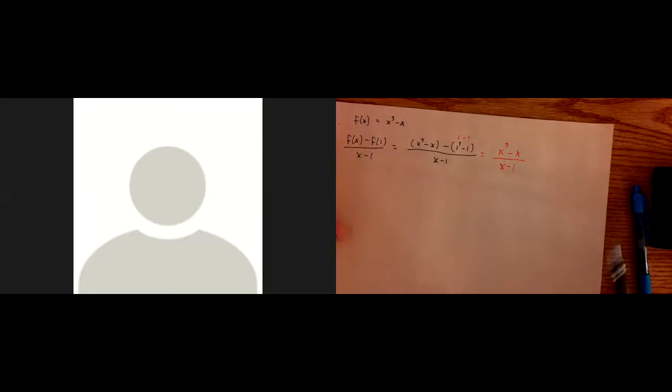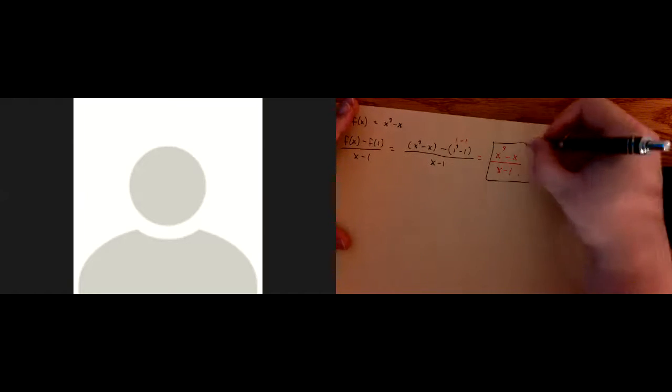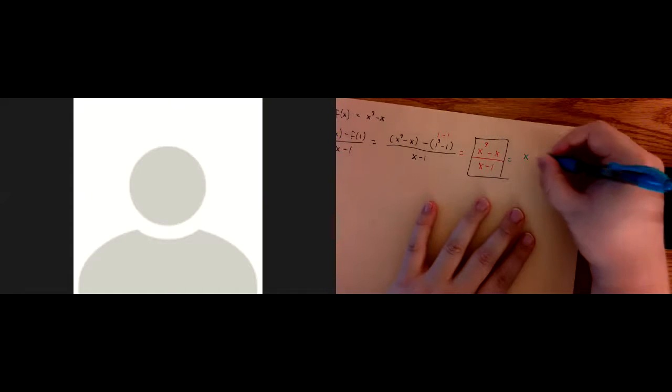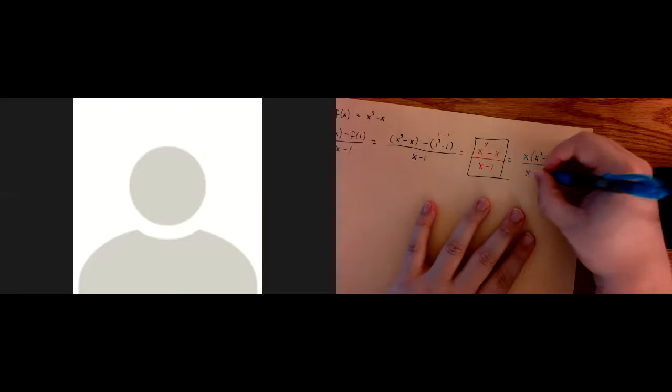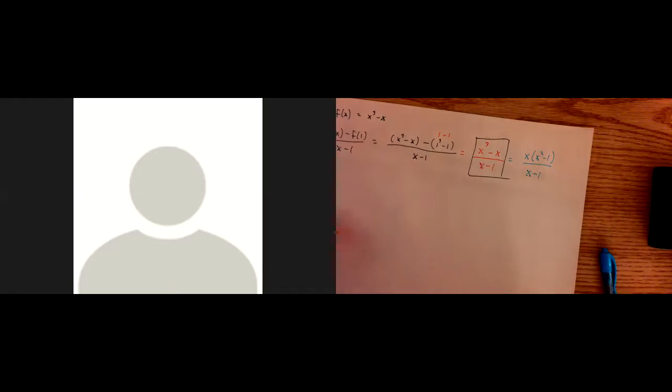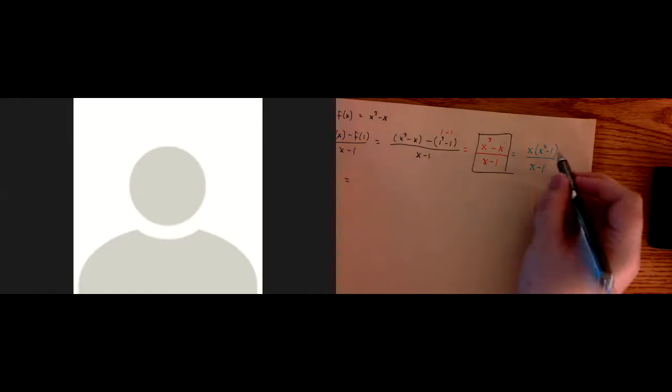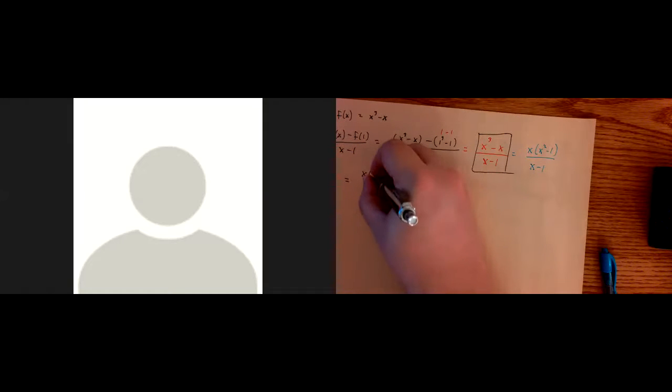If you stopped there, I would be okay. But this can be simplified farther. For example, you could factor an x at the top. And then the top can be factored again: x squared minus 1 is x minus 1 times x plus 1. Right? Very good.